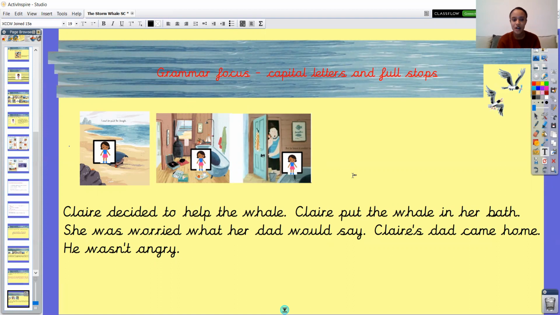I'm going to read through it a couple more times. Claire decided to help the whale, full stop. Claire put the whale in her bath, full stop. She was worried what her dad would say, full stop. Claire's dad came home, full stop. He wasn't angry, full stop. Brilliant. I'm happy with that. I'm going to read through it one more time in my head. Yeah, I'm really happy with that.